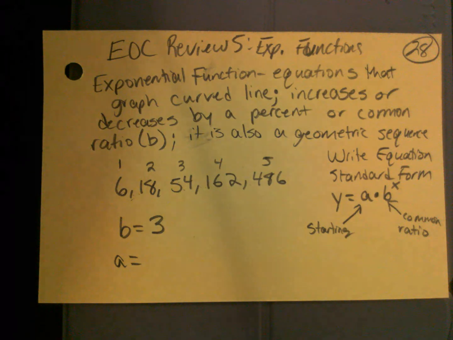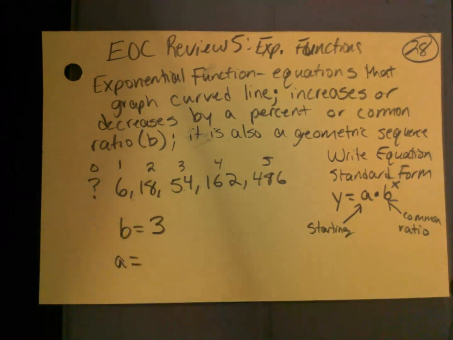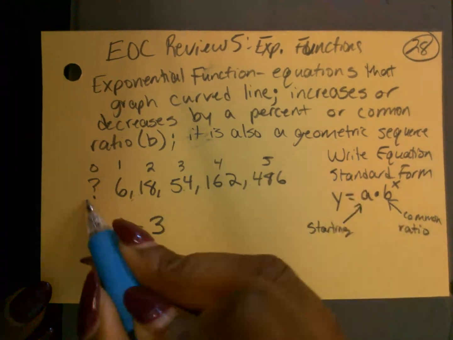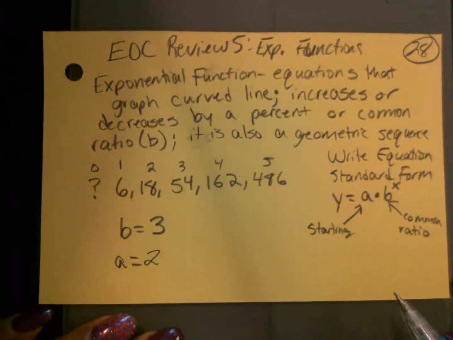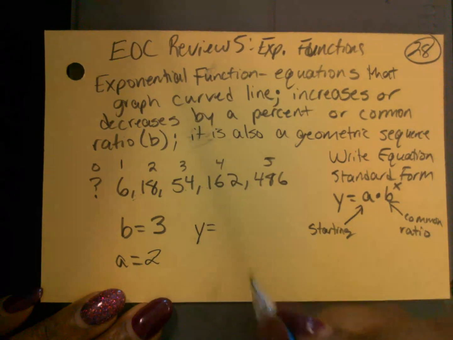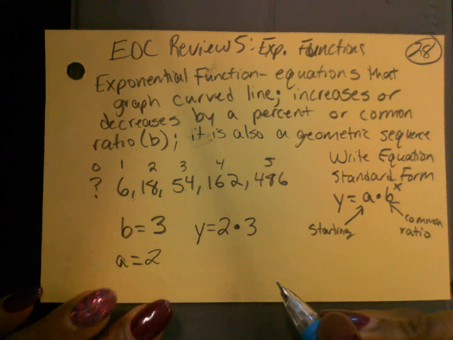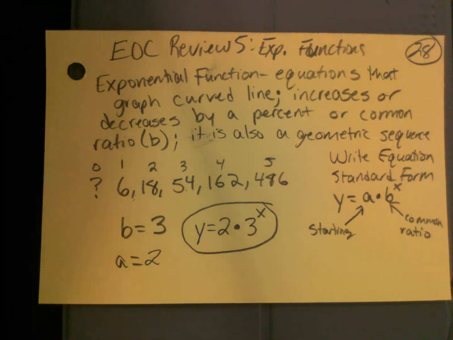So you've got to work backwards. What was the number before? What's this number right here? That number is 2. If you multiply by 3 to get to the next number, divide to go backwards. So your starting number is 2. How would I then write that as an equation? Somebody said 2 times what? 3 to the x power. This is my equation. Anytime x is an exponent, this is an exponential function. Any questions?